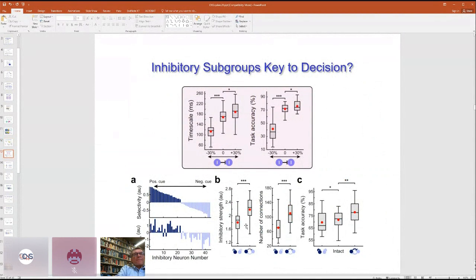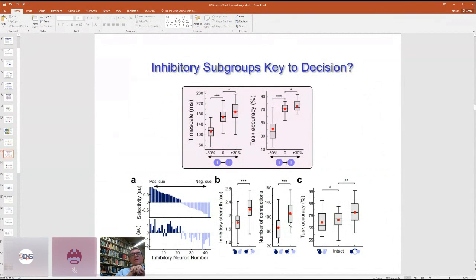And so, the second penny fell when we analyzed the inputs to the inhibitory neurons. It turns out that they fell into two groups. These are selectivity from the two inputs. There were some that responded well to the positive cues and others to the negative cues. So there's two subsets of inhibitory neurons that have recurrent inhibitory inputs amongst themselves, within each group, and also between. And you can see that the strength is greater between than within, and the number of connections is also larger within.